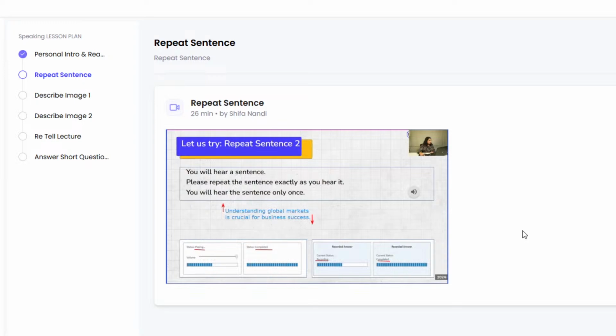So here there were 3 important phrases. What were they? Well, understanding global markets. This is what the first phrase was. Is crucial was the second phrase, important phrase, for business success. Now, what was the sentence mainly talking about? It was talking about global markets, understanding global markets. So what about the global markets? Well, it is crucial. Understanding global markets is crucial. Why? Why is it crucial for business success? So these were the important phrases that you need to cover.